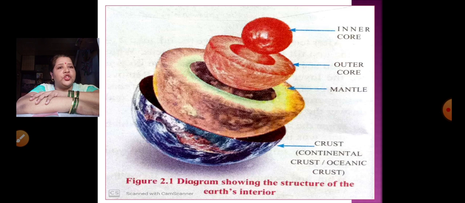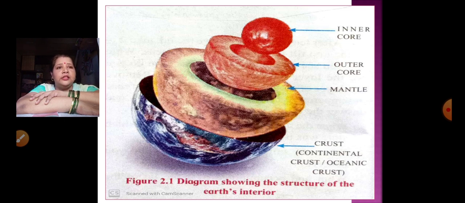In the previous lecture, we have learned about the crust of the Earth's interior. The crust is divided into two parts. Which are they? Continental crust and oceanic crust. What is the continental crust made up of? It is made up of Sial, that is silica and aluminium. And what is the oceanic crust made up of? It is made up of Sima, that is silica and magnesium.